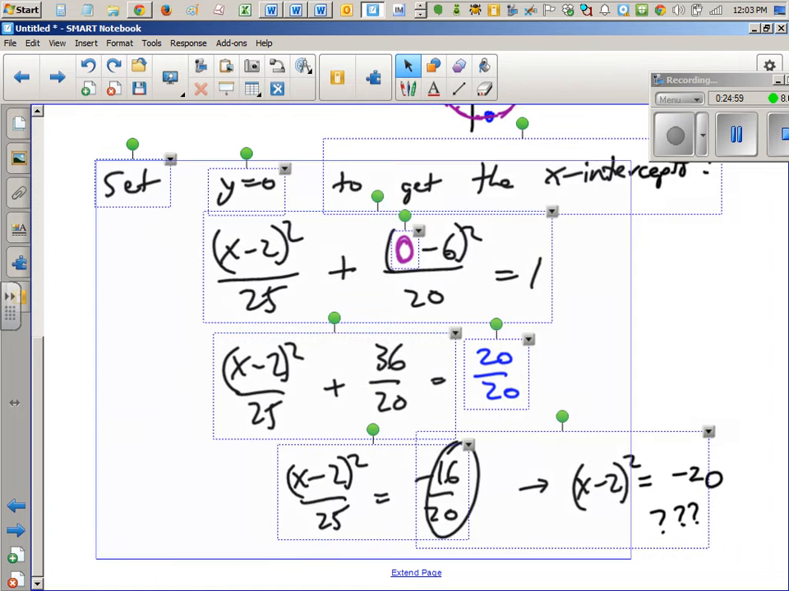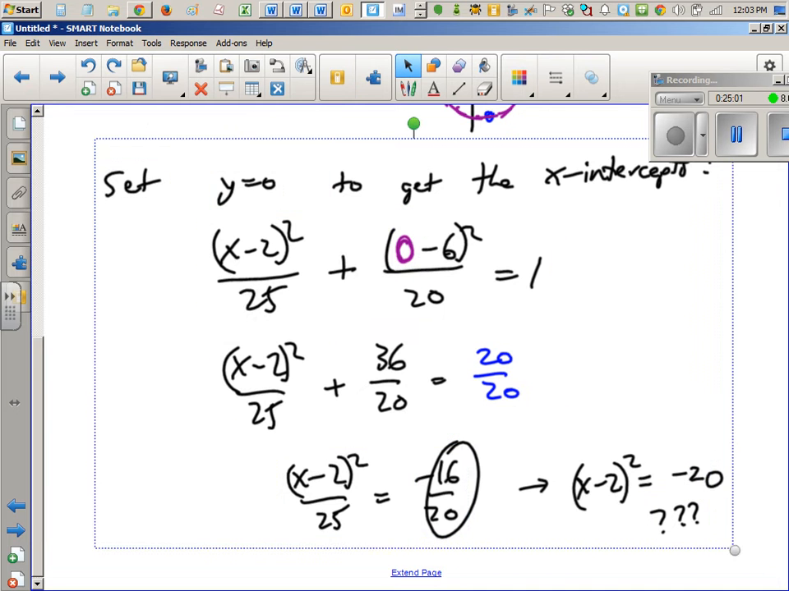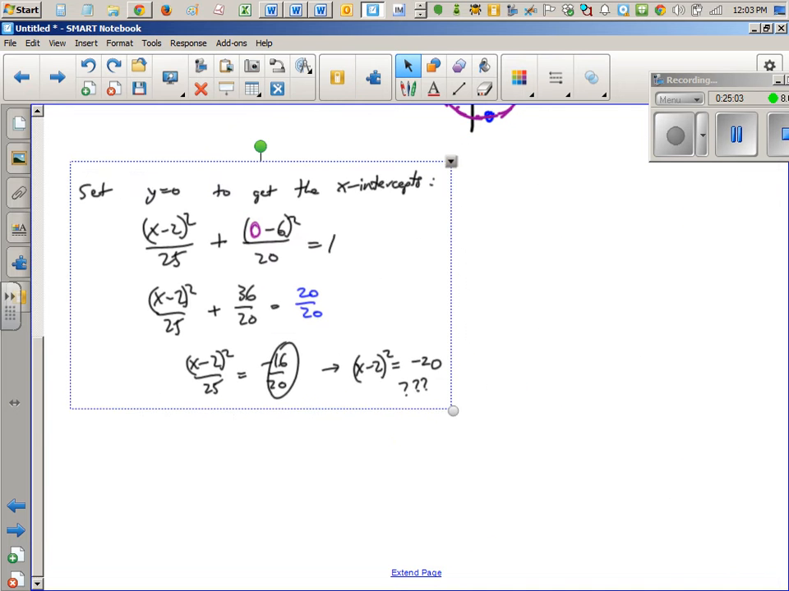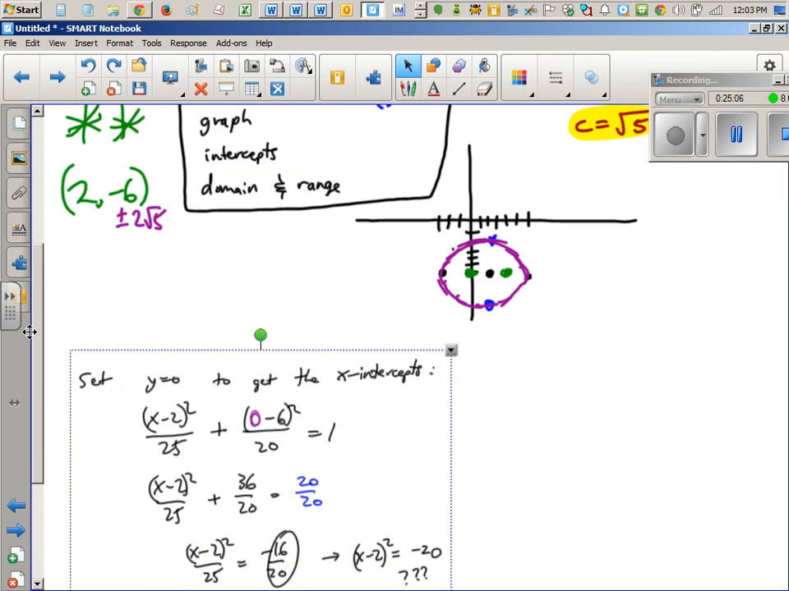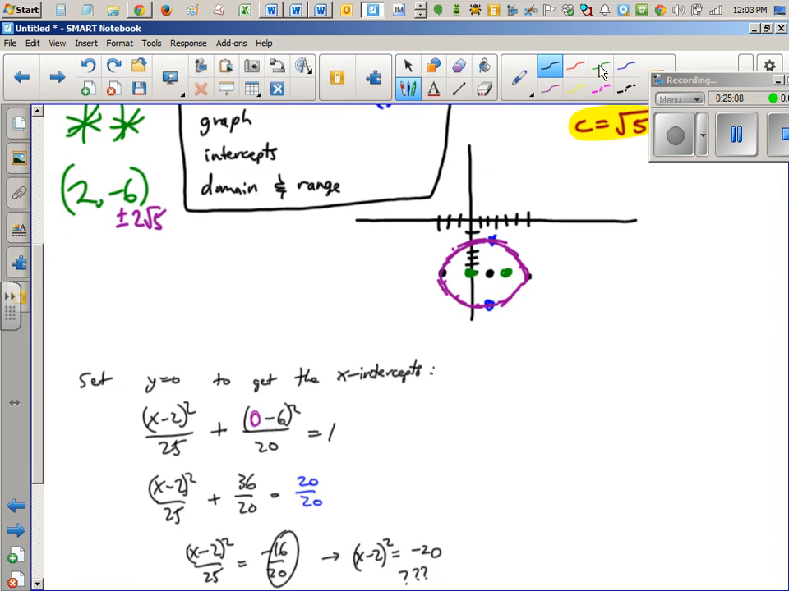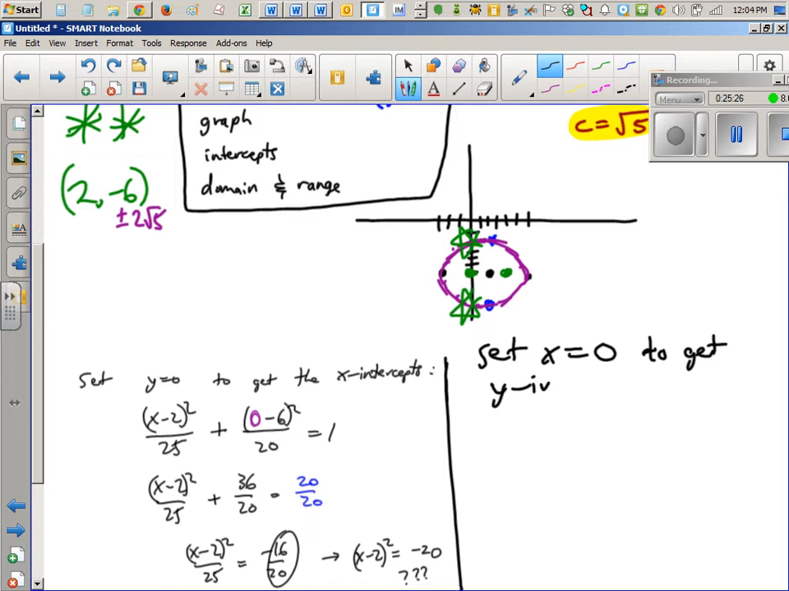Let's find the y-intercepts. Now graphically, do you expect to find any? Two of them, right. You can see them on here. There they are. I just put stars on them. So we would expect those to exist. And you would set x equal to 0, right? So set x equal to 0 to get y-intercepts. And we're actually expecting two of them.